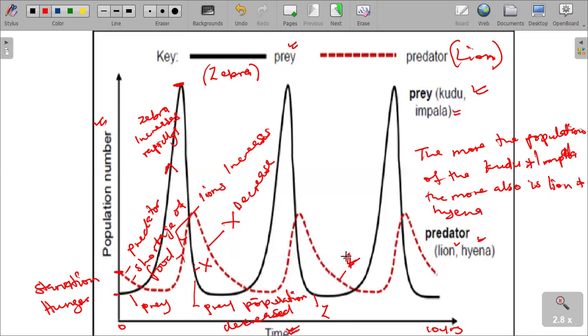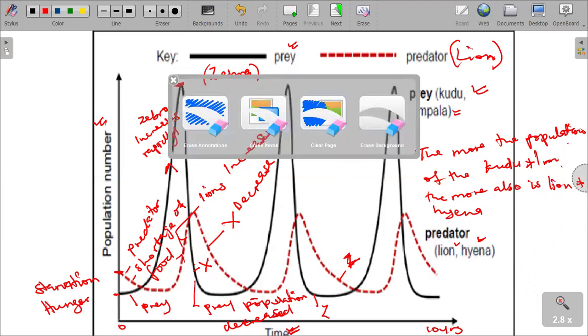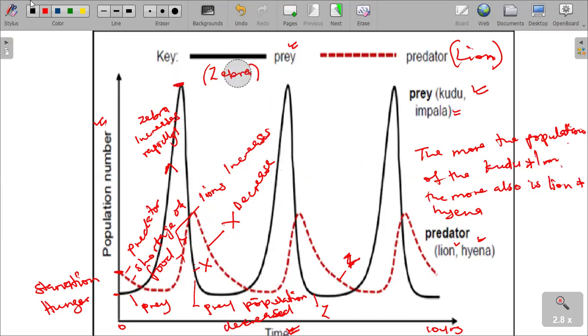So what happens here is that the population of the prey has gone far below the population of the predator. So the predators will also die because of hunger. They would also start competing for food. And then with that in mind, their population will eventually also decrease.